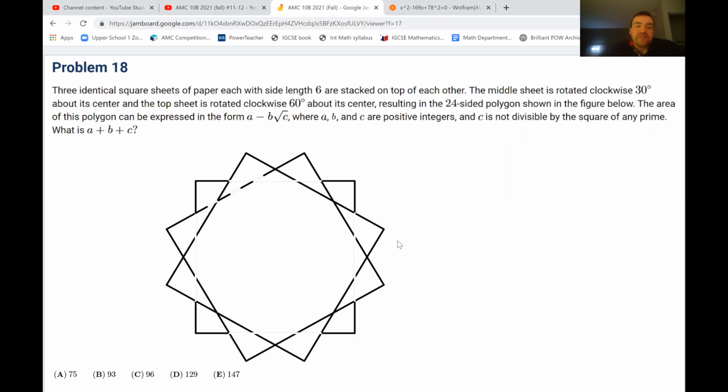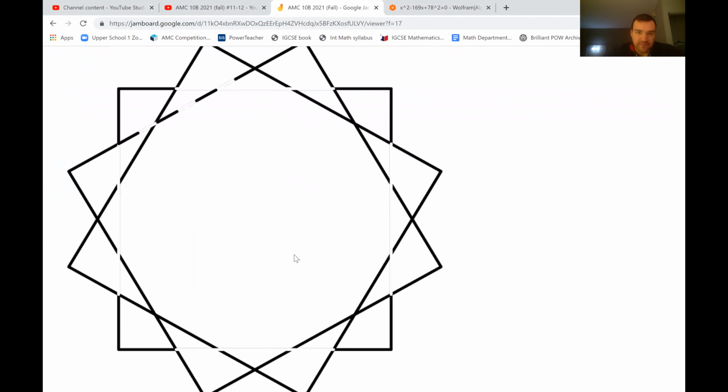3 identical square sheets of paper, each with side length 6, are stacked on top of each other. The middle sheet is rotated clockwise 30 degrees about its center, and the top sheet is rotated clockwise 60 degrees about its center, resulting in a 24-sided polygon shown in the figure below. The area of the polygon can be expressed in the form a minus b square root c, where a, b, and c are positive integers. c is not divisible by the square of any prime. What is a plus b plus c? Whew. All right, let's get her done.